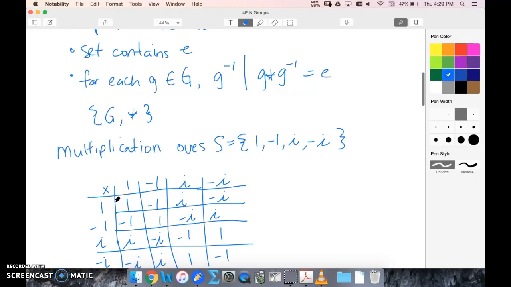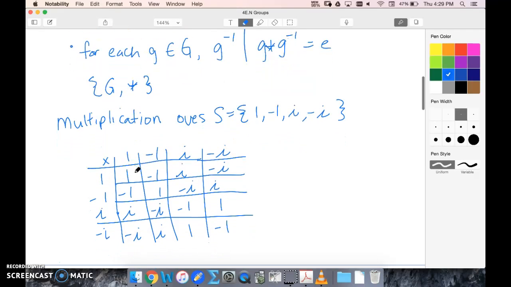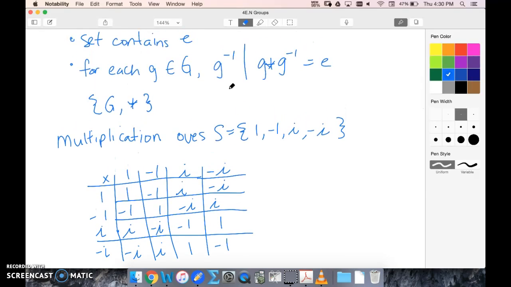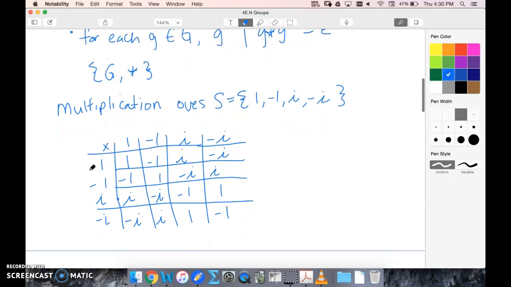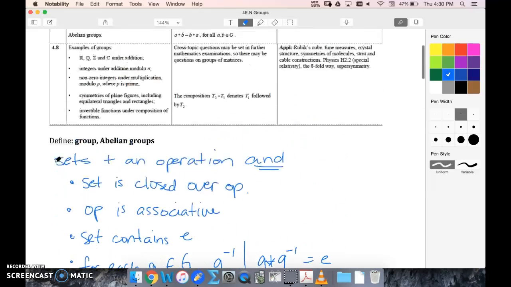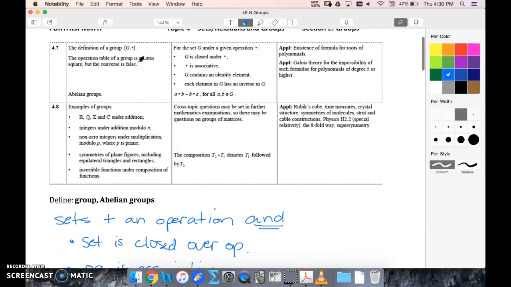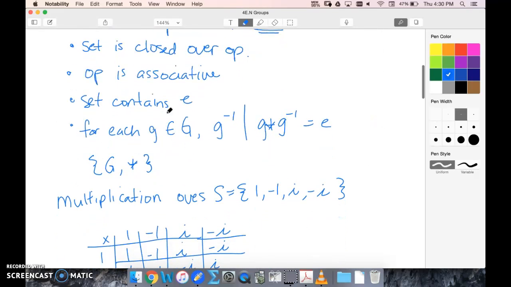For every g, is there an inverse? Well, I can see for each row and each column, I end up with a 1 somewhere. So the inverse of i would be -i, the inverse of -i would be i, of course. We've got that in both places. So for every element, we do have an inverse, so we meet our conditions of a group. So I'm going to stop the video here, and I'm going to come back and also talk about this Latin square idea. So this is a group because it meets these conditions.